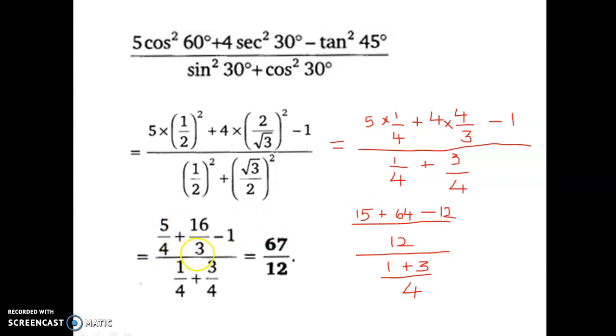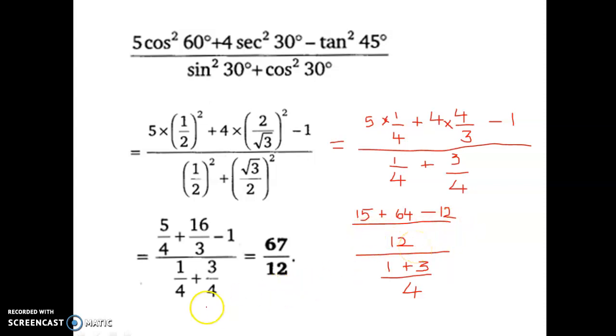And here 3 is already there. 4 into 3 will give you 12, so that 4 should be multiplied with this numerator. So you are getting 24. 16 into 4 is 64. Then here minus 1 you are having. So LCM is 12, and here you don't have anything in the denominator, so that 12 should be multiplied with the numerator 1. So 1 into 12 you will get 12. So put the whole thing divided by 12.